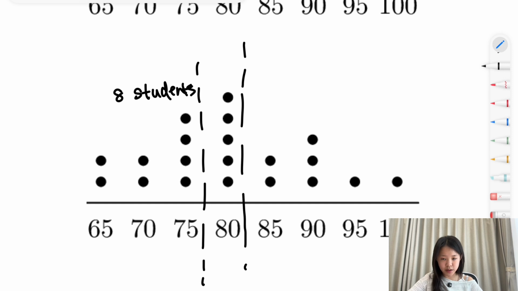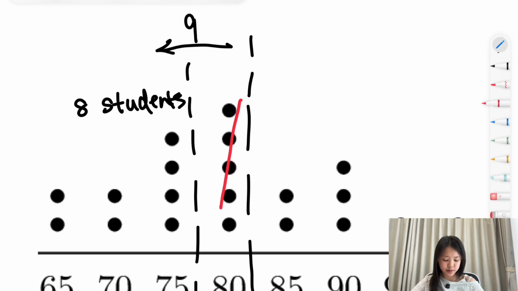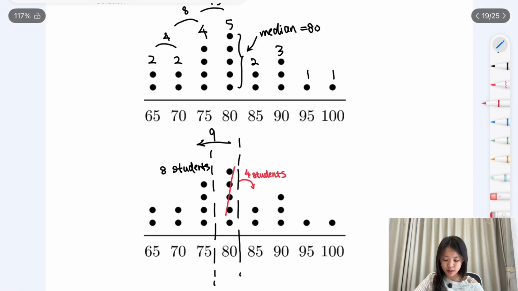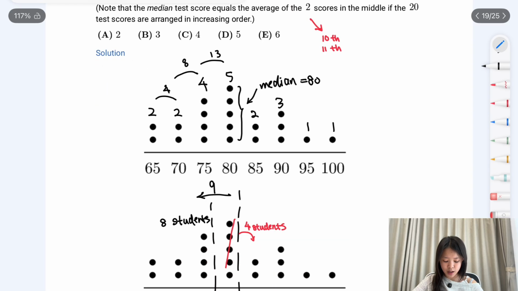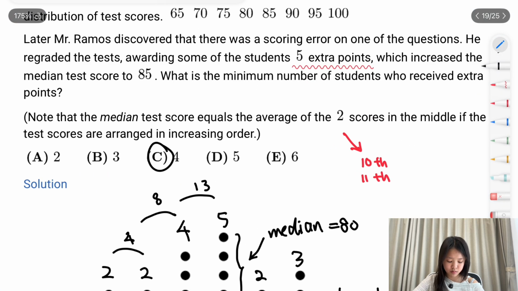And for the median to be 85, there can only be 9 students that have a score of less than or equal to 80. And so that means that we have to cut down 4 students from the pile of 80 points. So that means moving 4 students over here into the pile of 85 points, and in that way our median will be 85. And so the number of students that have an increase of 5 points, the minimum needs to be 4.